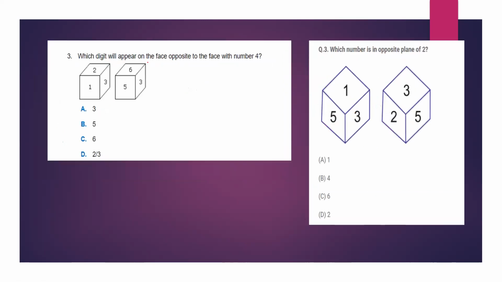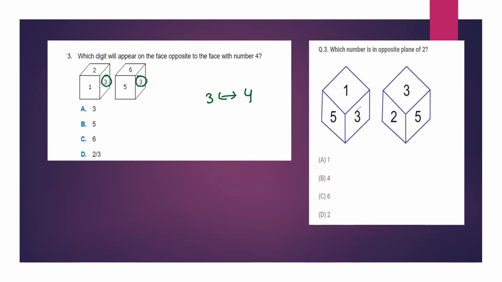Now see, which digit will appear on the face opposite to the face with number 4? Now here, can you find any common? Yes, we can find that 3 is common, right? So 3 is common. Okay, so we can see what number will appear on the face opposite 4. So you can see, if 3 and 3 is there, that means 2 is 6, 1 is 5. So definitely 3's opposite will be 4. That way we can work out, yes, it will be just the opposite view of the number.